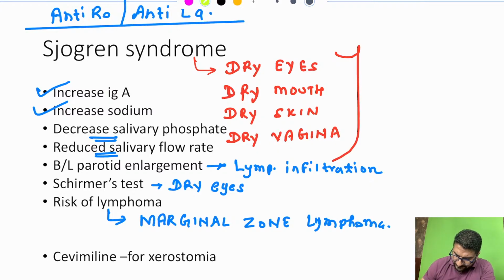So right now we have a new drug for this condition, and this new drug is called cevimeline. Cevimeline is approved for xerostomia. We can also use this for xerophthalmia as well. So this is cevimeline.